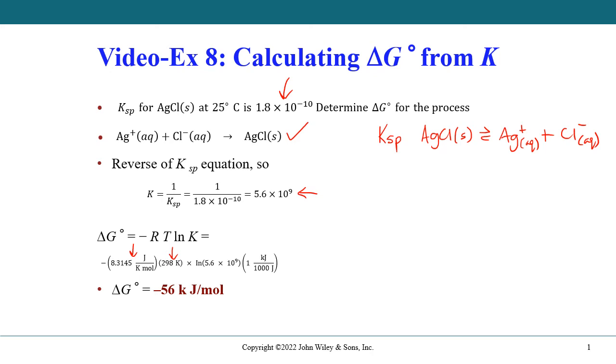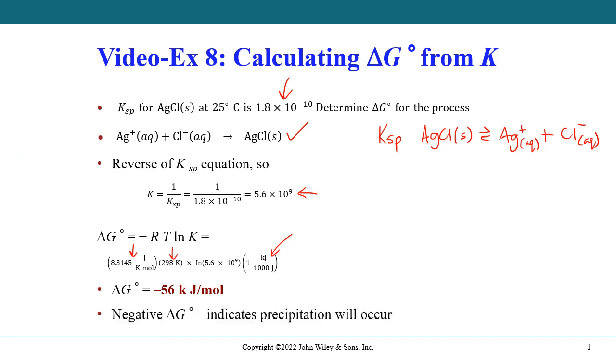So we have to multiply by the conversion factor for kilojoules to joules, because the answer you'll get will be in joules if you just don't use the conversion factor. And the answer comes out at minus 56 kilojoules per mole.